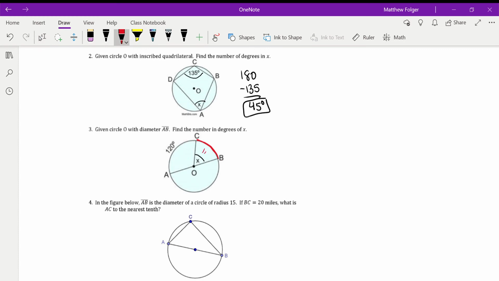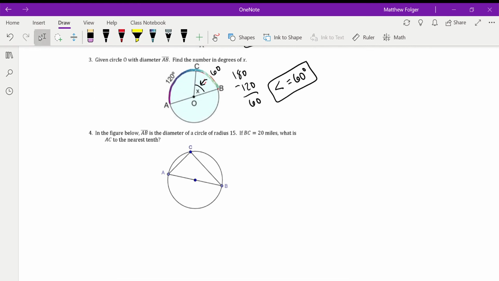If I want to know what this arc is, we do the same thing that we did for number 1. We think about this whole thing being 180 degrees. So 180 minus 120 is 60. So that arc is 60, which means that this angle is also 60 degrees, which means X equals 60. So there's number 3.